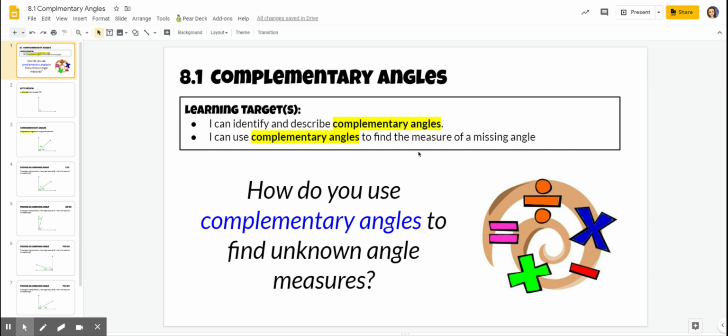We have two learning targets for our lesson today. The first, I can identify and describe complementary angles. The second, I can use complementary angles to find the measure of a missing angle.